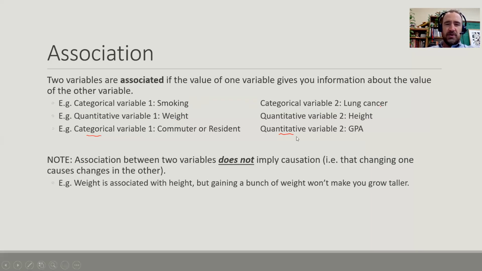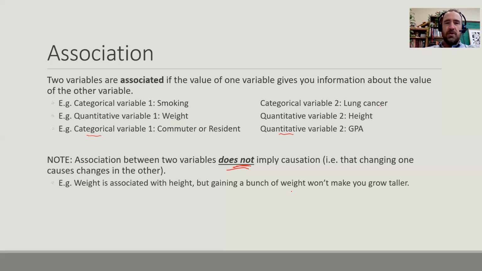Note, association between two variables does not imply causation. By causation, we mean changing one causes changes in the other. For example, weight is associated with height, right? That seems reasonable, but that doesn't mean you should go gain a bunch of weight in order to get taller. It's not a causal relationship. Being a certain weight does not cause you to be a certain height, even though there is a connection there.